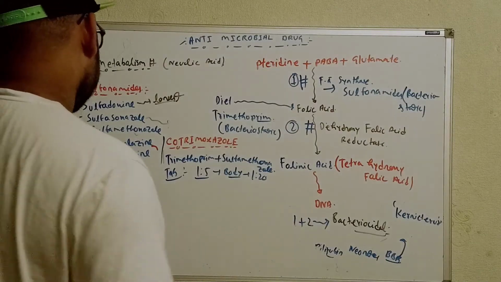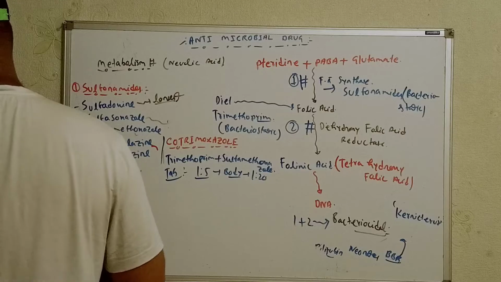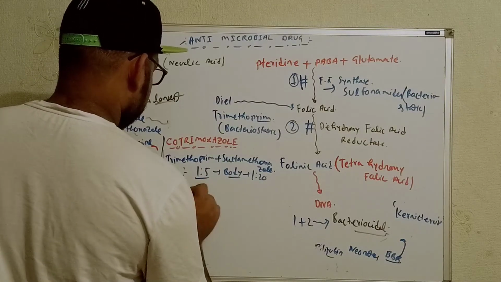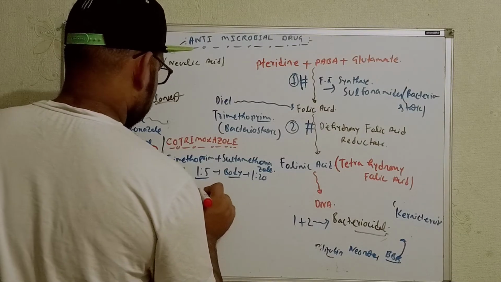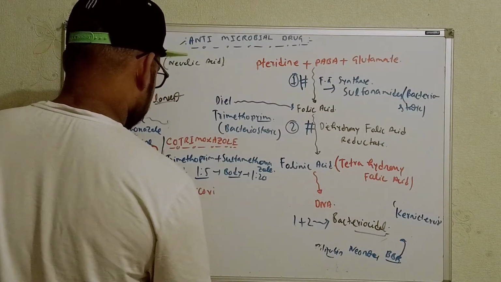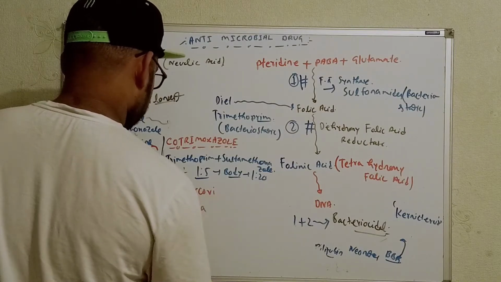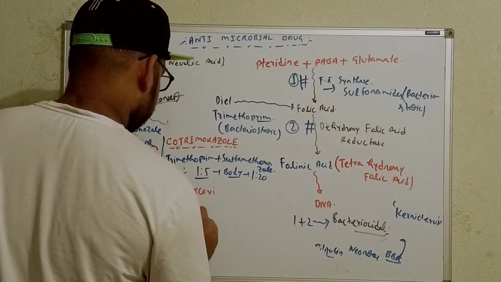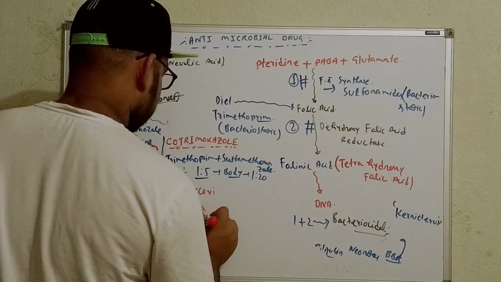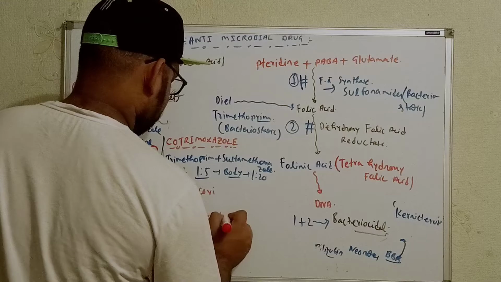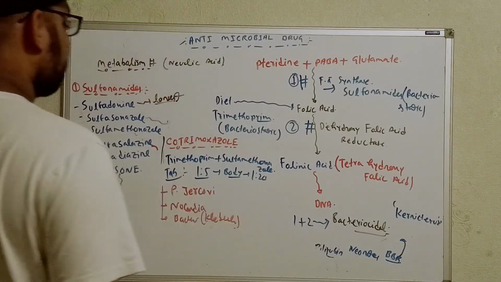What type of uses can we see in these cases? That's the main thing over here. We can use it in pneumonia. We can use it for Nocardia, and also in some bacterial infections such as Klebsiella. So this type of uses we can get over here.